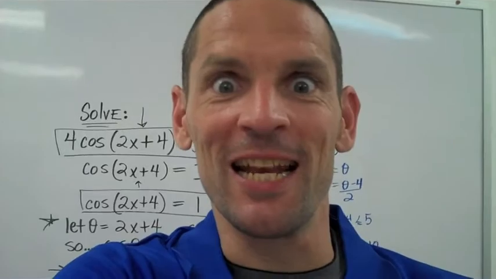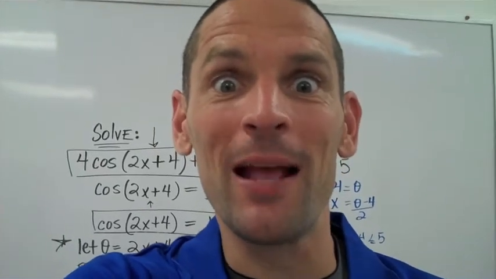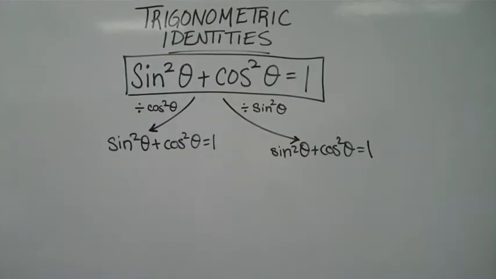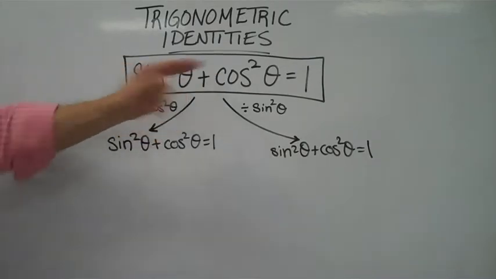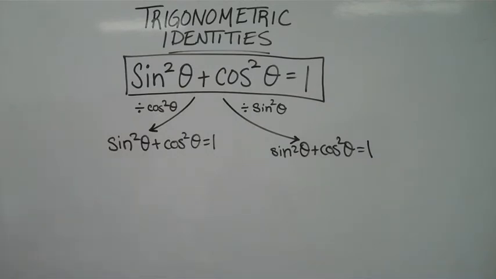Welcome to today's lesson. Today we're going to be talking about trigonometric... Now we're going to talk about trig identities. Here is the king of all of them. Sine squared theta plus cosine squared theta equals 1. This is the one you have to remember. Now let's derive the other two.